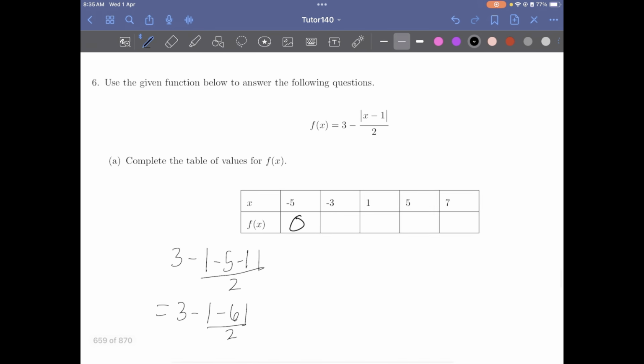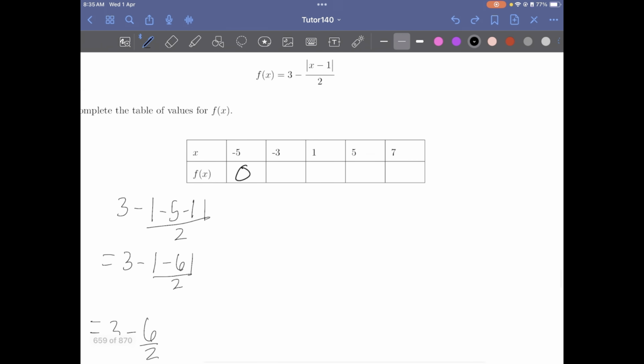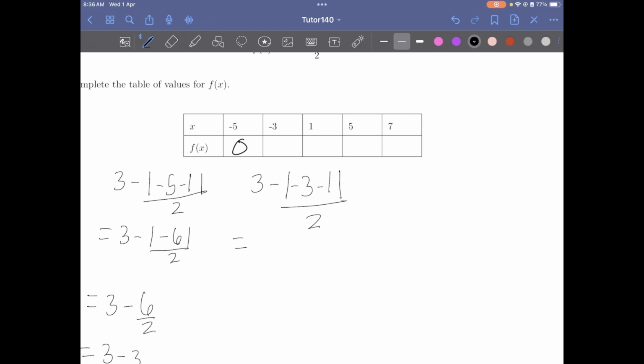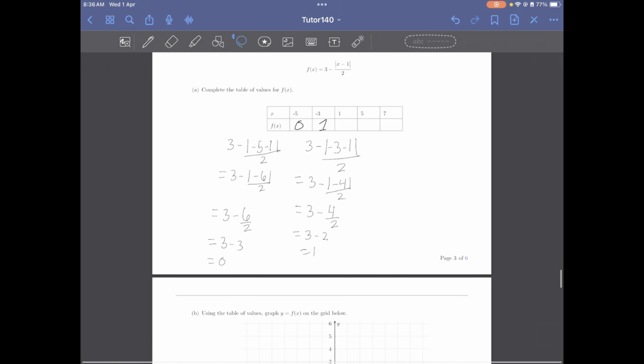So this next one is 3 minus the absolute value of negative 3 minus 1, divided by 2. This is equal to 3 minus the absolute value of negative 4 divided by 2. It's equal to 3 minus 4 divided by 2. 3 minus 2, 1. Okay, let me move these over.